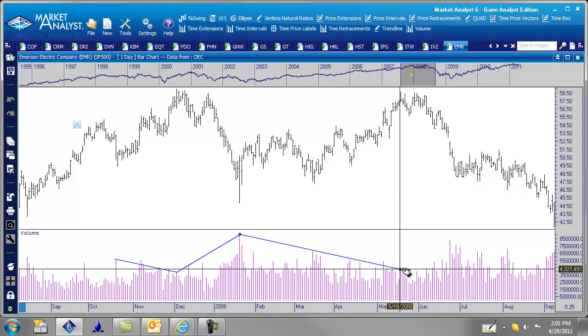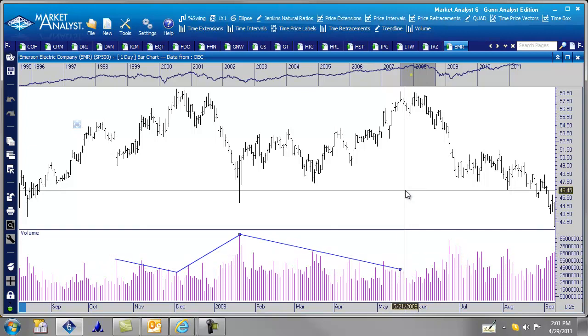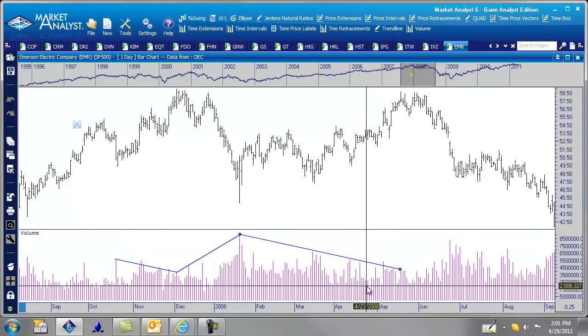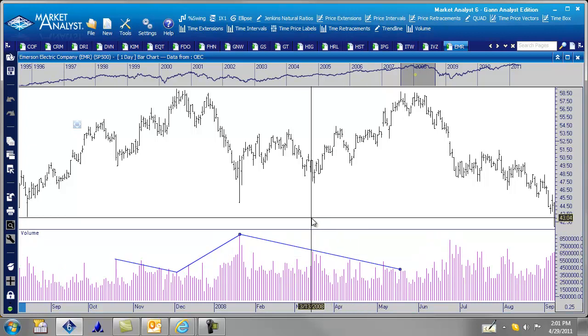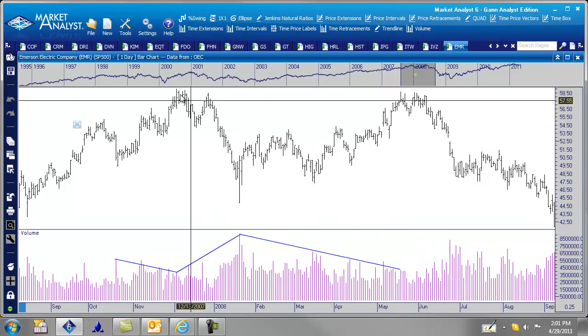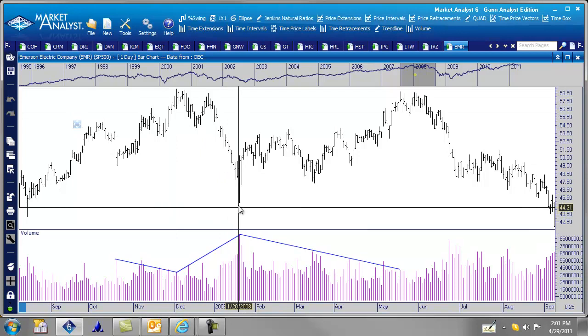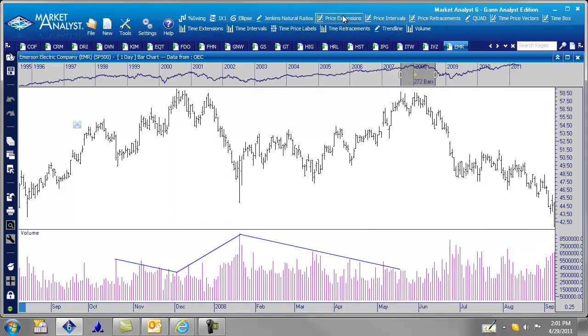There's the D point over there. So, okay, our volume rules are in place. Now let's draw our retracements. First of all, from the high to the low, the XA move, we're going to do price retracements.